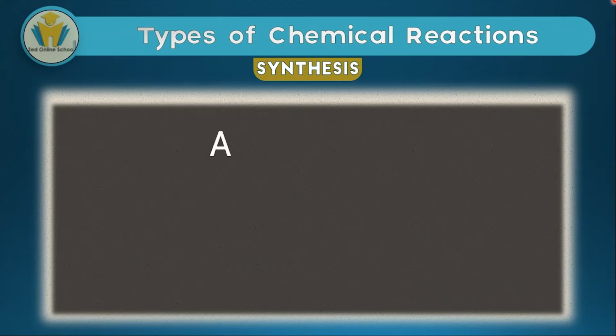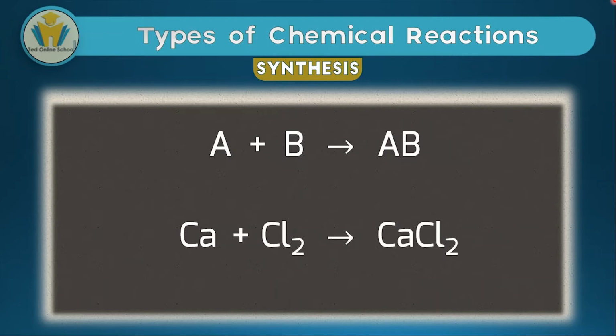A synthesis reaction is a reaction where we've got two elements or two compounds coming together to form one compound or substance. This kind of reaction where calcium is reacting with chlorine to produce calcium chloride is an example of a synthesis reaction. In a synthesis reaction, we usually only have one product.